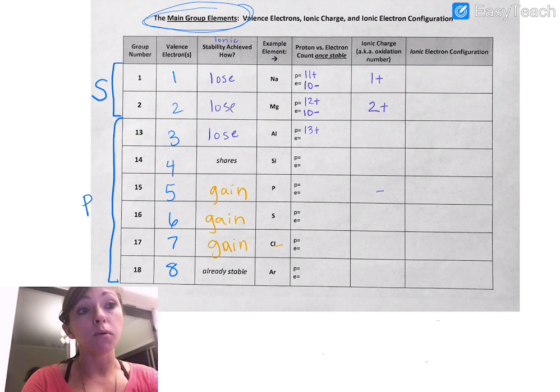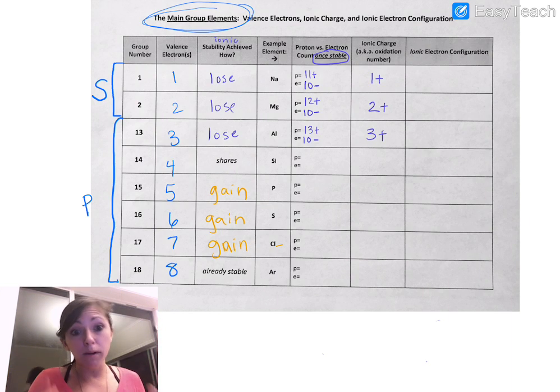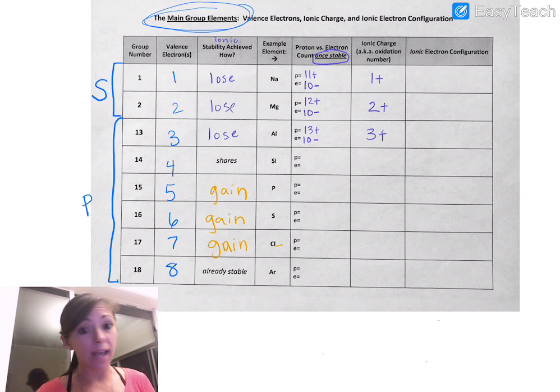and 13 electrons. But once it becomes stable and becomes an ion, it loses 3 electrons. So now it's got a 3 positive charge. So just think 3 protons. That's what it means. I have 3 extra positive charges and not enough negative charges to cancel them out. So that's where these charges come from.